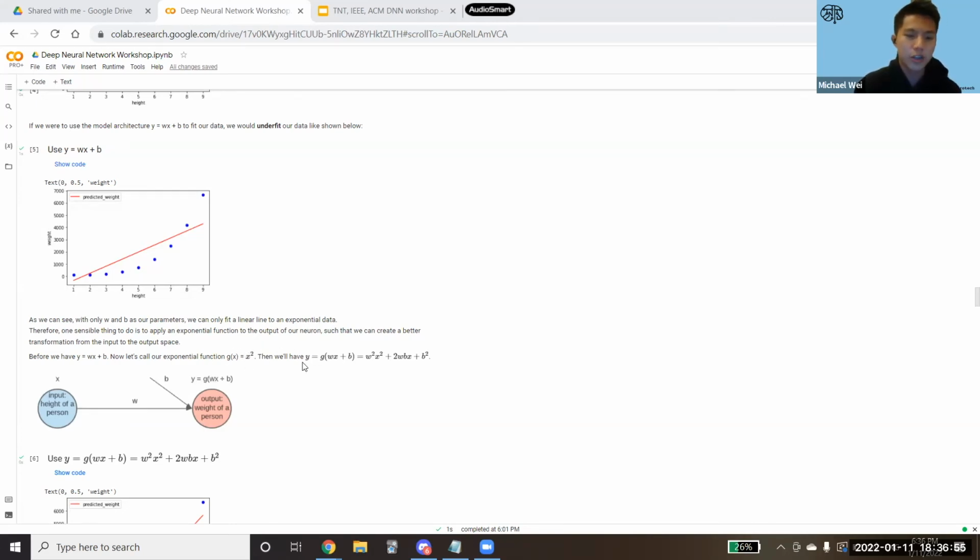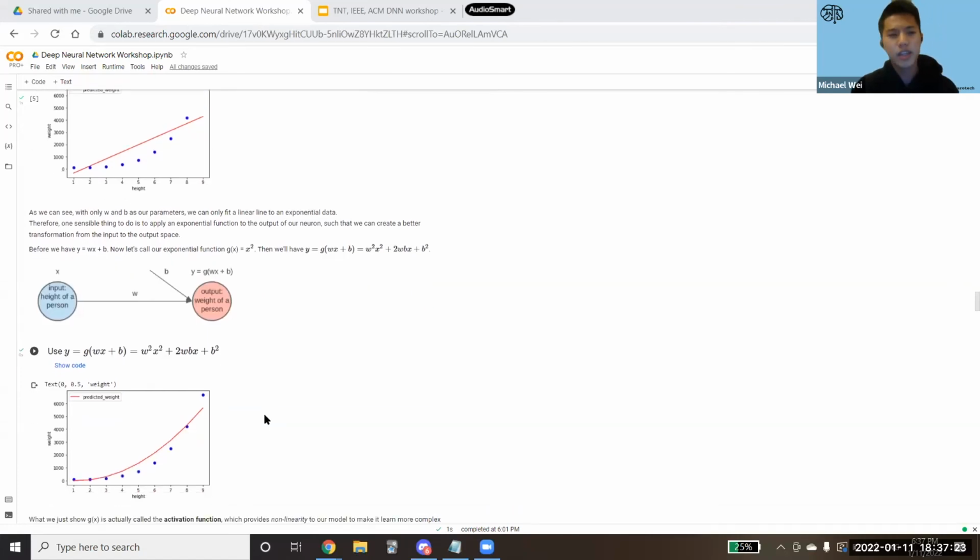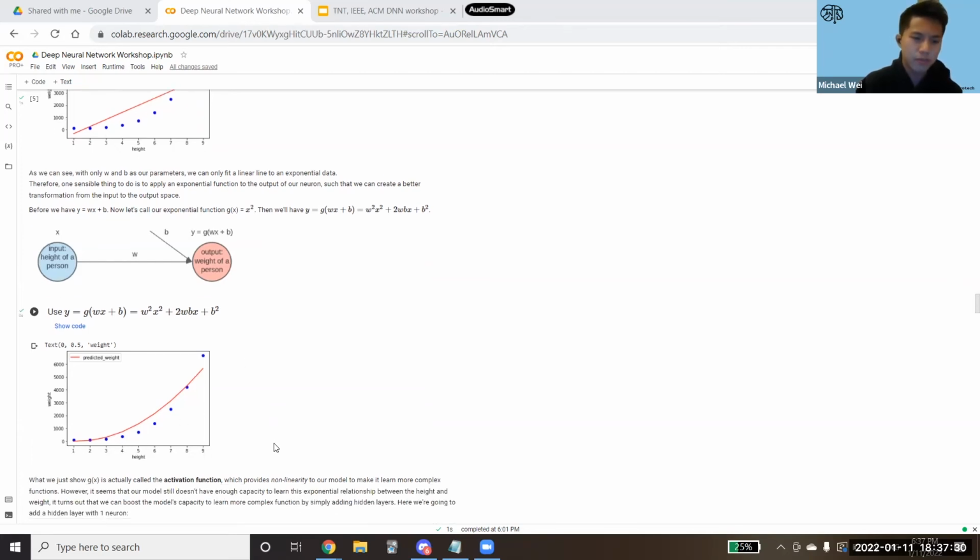as our activation function. So now instead of y equal to wx plus b, we're going to have y equal g of wx plus b. And we expand the terms based on the rule of g of x. We get w squared times x squared plus 2wbx plus b squared. So as we can see here, now we have an x squared term. So supposedly we're able to model this exponential data better with the addition of the activation function. And indeed, we start to see this curve thanks to our activation function.